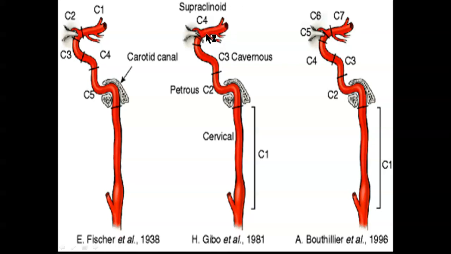Whereas in Gibo, this supraclinoid segment itself is further divided into three segments: C4 ophthalmic segment, communicating segment, and the choroidal segment. Why ophthalmic segment? Because the origin of the ophthalmic artery takes place here. Communicating segment because the posterior communicating artery arises here, and the anterior choroidal segment because the anterior choroidal artery takes origin over here. So let's discuss much more in detail.